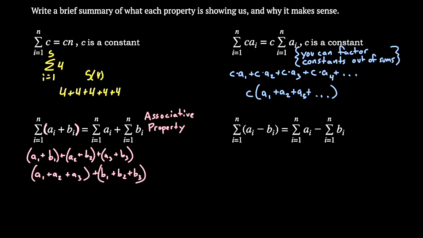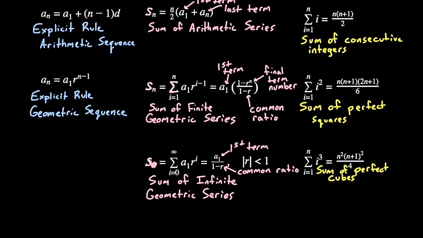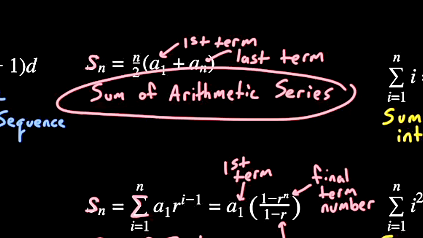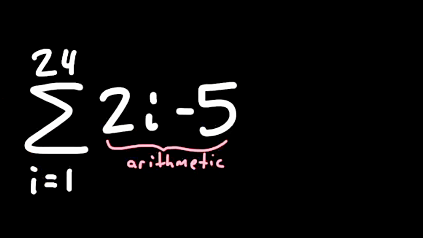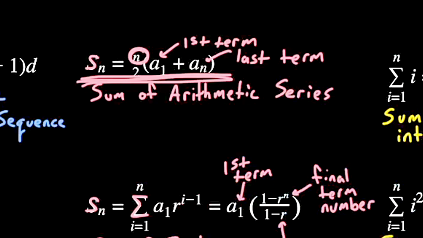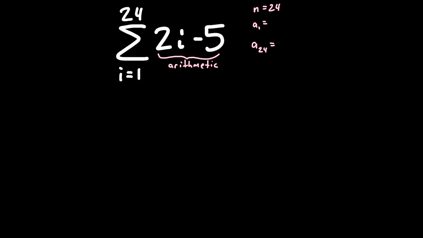So all of these formulas and properties got pretty abstract. Let's just write out one example and use some of them. And I'm actually going to go with one of the examples that we started the lesson with. And remember, 2i minus 5 was arithmetic. So if we look back at these formulas we learned, I could find the sum of an arithmetic series with this formula. So to do this, I would need to know the number of terms, which in this example was 24. I'd also need to know the first term value and the last term value.